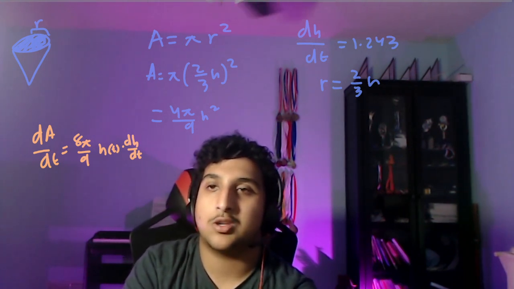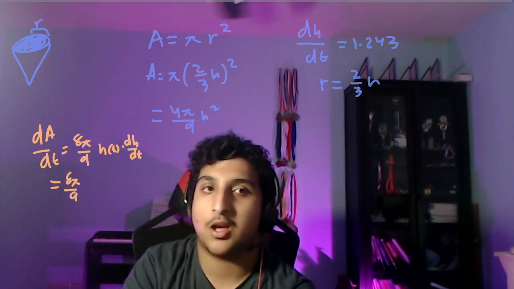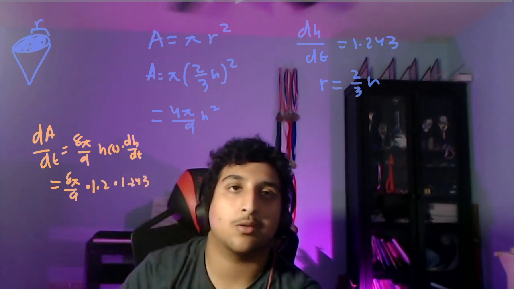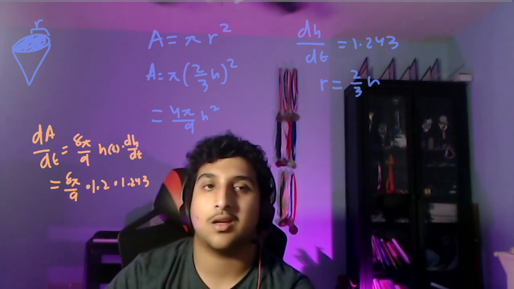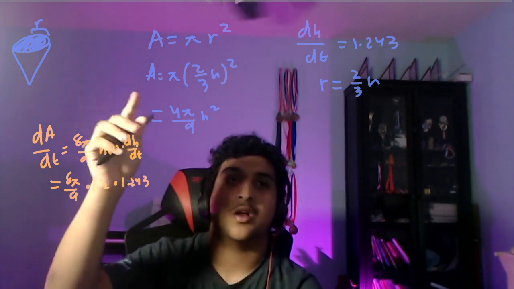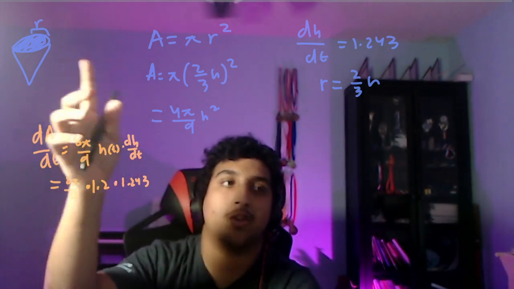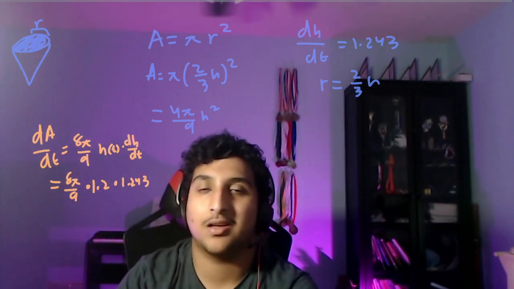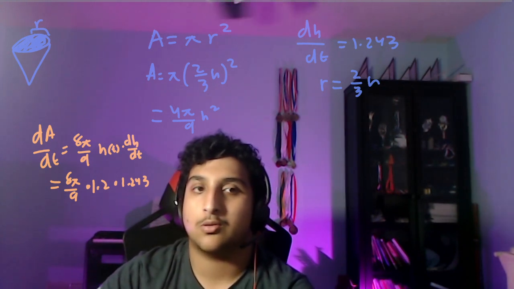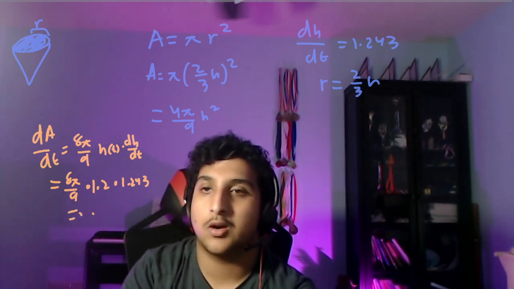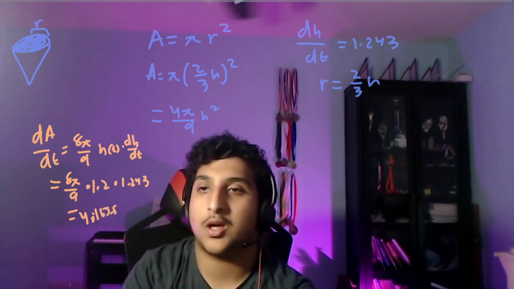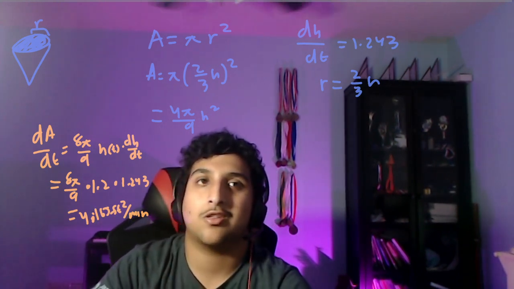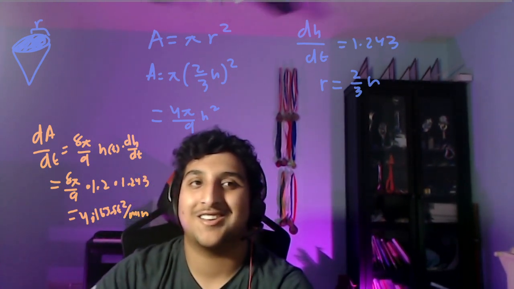And then this is equal to 8 pi by 9 times 1.2 times 1.243. Because h at time t is equal to 1.2, right? That's basically how fast the exposed surface of the water in the cone is changing when the height is 1.2 feet high, right? So this is basically equal to 4.165 feet squared per minute. And once again, I suggest you can try doing the calculations on your own. It's a good calculator practice, and you can also verify that the answer is actually correct, right?